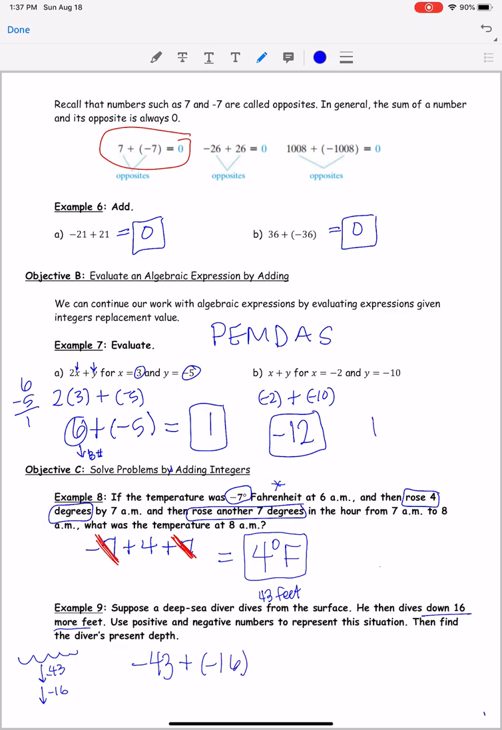So the same rules that applied on the previous problem apply on this one. We've got the same sign. They're both negative. So we need to add and keep the sign. 43 plus 16, you got 3 plus 6 is 9. 4 plus 1 is 5. So we are going down 59 feet. After we add, we need to keep the sign. You've got negative and negative. So negative 59 feet.